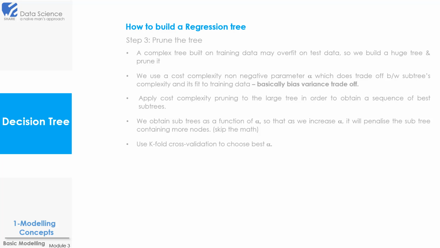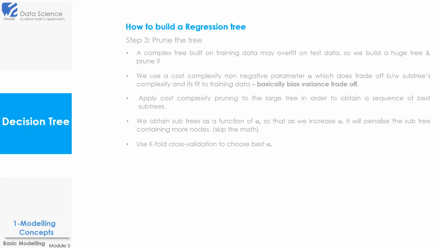After this, we'll use k-fold cross-validation to choose the best tree. Now, k-fold cross-validation is a type of cross-validation, and like CV, it is used to select the best value or model. We will learn this in detail in a later video, but for now just understand that CV is used to select the best value or the best model. So that is how a regression tree is built.